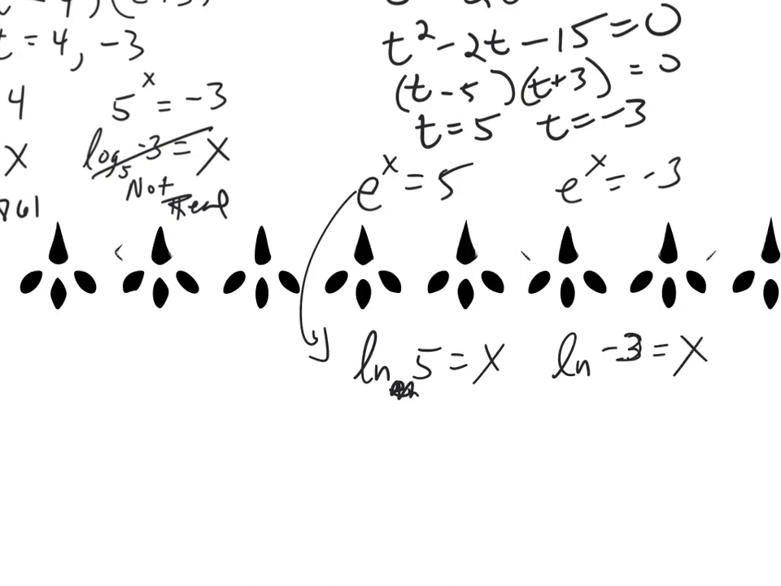Again, I'm assuming that the way this turns out, we have one answer that is real and one that is not real. The natural log of 5 is 1.609. The natural log of negative 3, lo and behold, is not real, so we throw that one out. And we have our one solution.